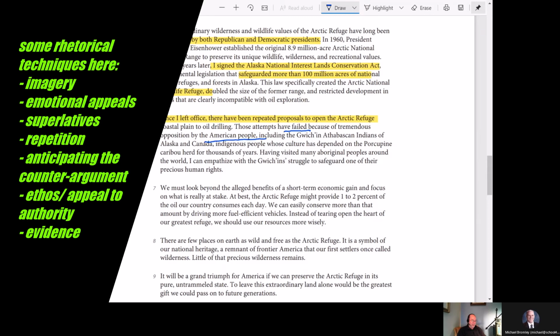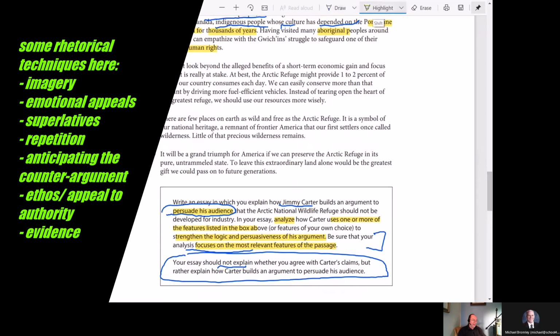Again, that's an ethical appeal about the Indians, the indigenous people. So he's bringing in our sensitivity to a culture that has depended, and now he's going to be bringing us back into this sort of imagery of the caribou herd for thousands of years. Okay, so it's been there permanently. Having visited many Aboriginal peoples around the world, I can empathize with their struggle to safeguard the precious human rights. So he's pulling in an additional argument here. He's saying not only should we leave it alone because of the wilderness and the value of the wilderness to our nation and to our heritage and the permanency of the earth, but also because of the people who are originally from that area. They also will be impacted by this. And so we must look beyond the alleged, now he goes after his opponents, the alleged benefits of the short term. So now he's attacking the other people.